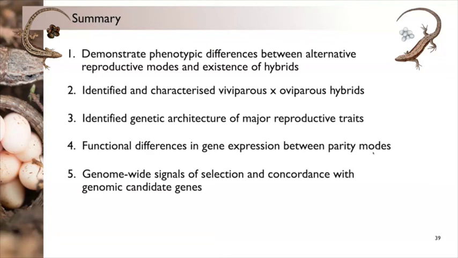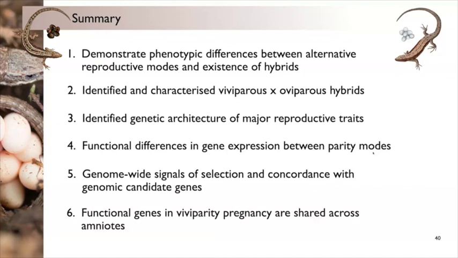We also had genome-wide signals of selection, and there is concordance between these signals of selection and genomic candidate genes. We also, in a direction I didn't have time to talk about, have signals of selection associated with habitat and elevation, and here we try to tease apart those that are particularly to do with parity mode. And then we found these particular viviparity genes associated across amniotes. And so we've generated this database from this literature review of differentially expressed genes, and it's available for other people to examine.